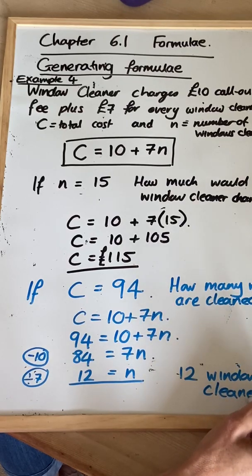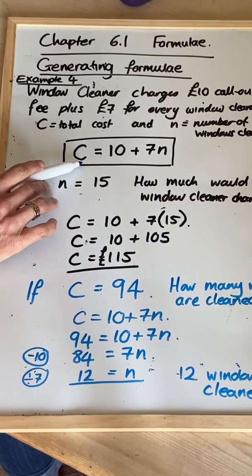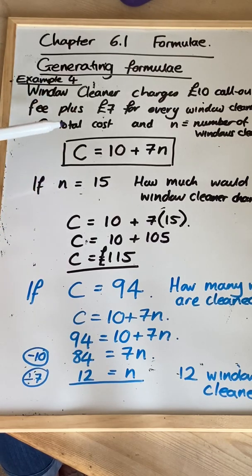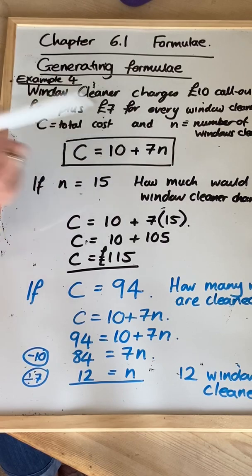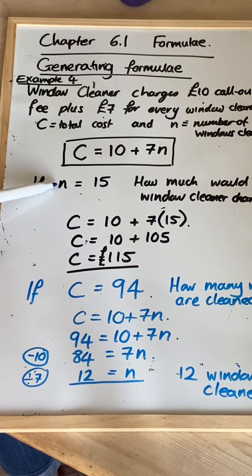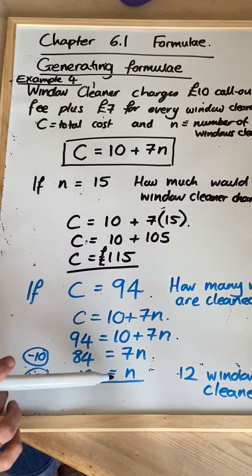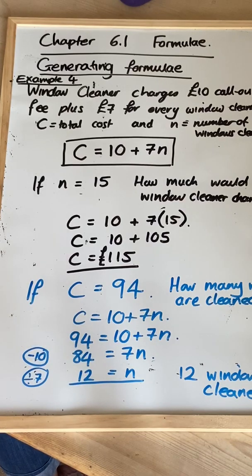That's an example, again, of substituting a value into our formula. So at the beginning of this example, we worked out the formula, C equals 10 plus 7n. And then in these two bits here, we've substituted a number into the formula. So for this one, we substituted in a value for n to work out how much it would cost to have 15 windows cleaned. And here we've said, well, we know our total cost of having our windows cleaned is 94. We're interested in finding out how many windows were cleaned. So here we've substituted in for the C, and that's helped us to find out what our value of n is going to be.